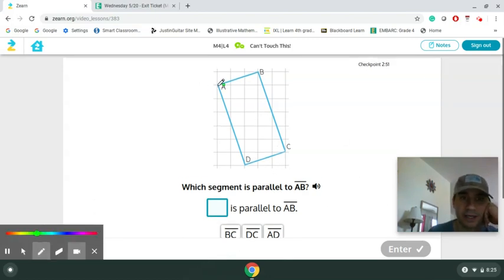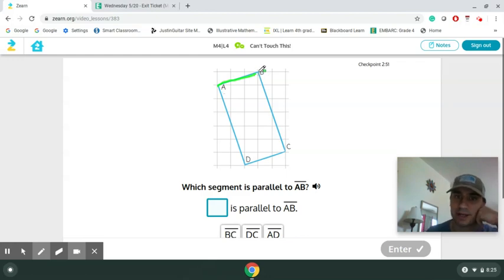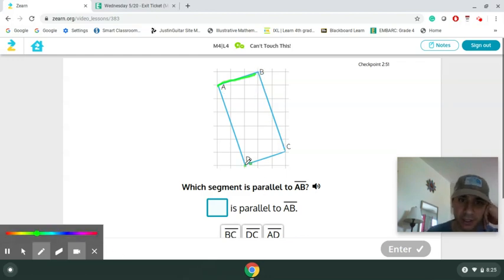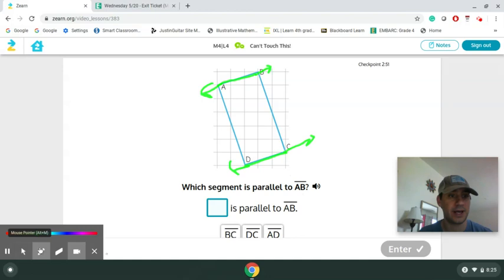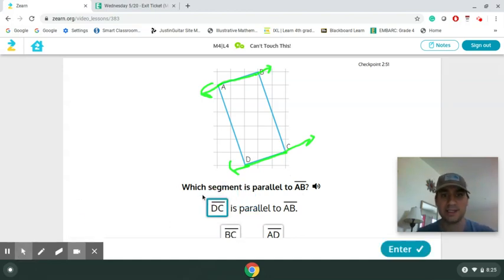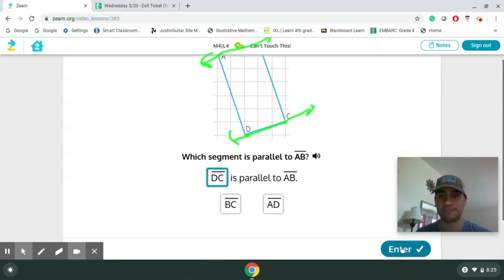Well, AB is right up here. So we know AD touches it. So if it intersects, it's not parallel. Same with BC. So the only line segment that could be parallel is DC at the bottom. Look how it runs parallel. If I put arrows, it would run in the same direction forever. Forever, as my friends from the Sandlot used to say. DC is parallel to AB.